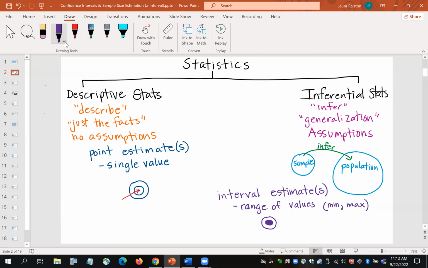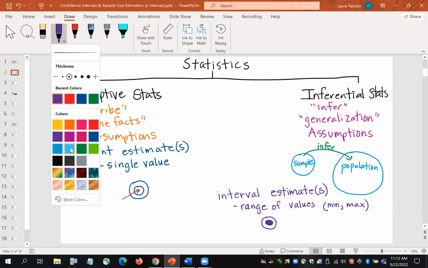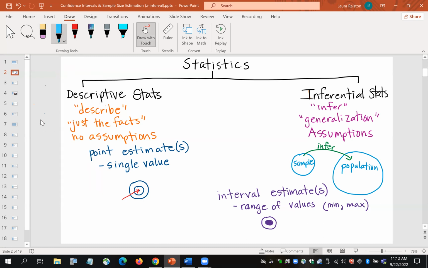Now, I failed to mention, but let me go back and mention this. Even though we look at descriptive statistics and inferential statistics as two separate branches, they are interconnected, okay, because we need the descriptive statistics, that description, the facts about the data set, to be able to infer or generalize back to the population. So even though it's two different branches, those two branches are interconnected.